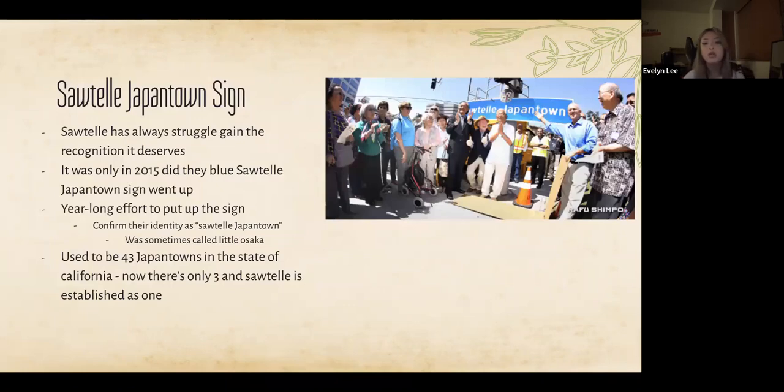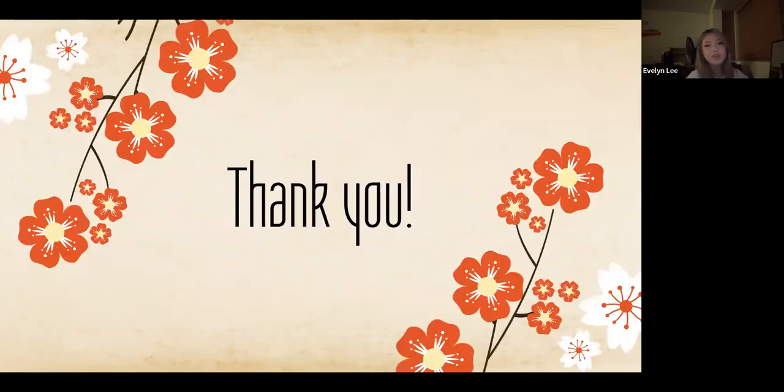And this is a key aspect because Sawtelle has always struggled to gain the recognition that it deserves. And it was only in 2015 that they put up the blue Sawtelle Japantown sign. And this was years of effort to put up the sign. And it was significant because it does confirm their identity as Japantown. And as mentioned previously, it used to be called Little Osaka. And then there used to be 43 Japantowns in the state of California, and now there's only 3, and Sawtelle has established just 1. And then that's the end of our presentation.